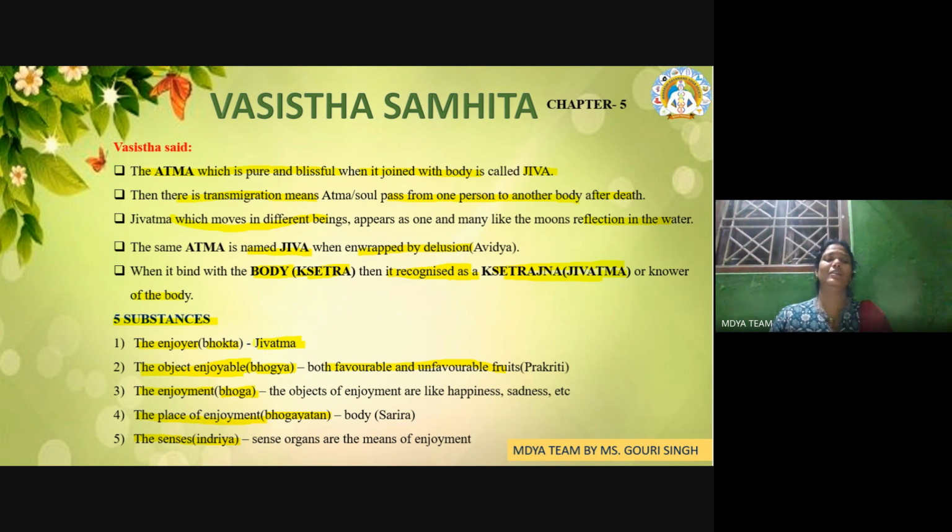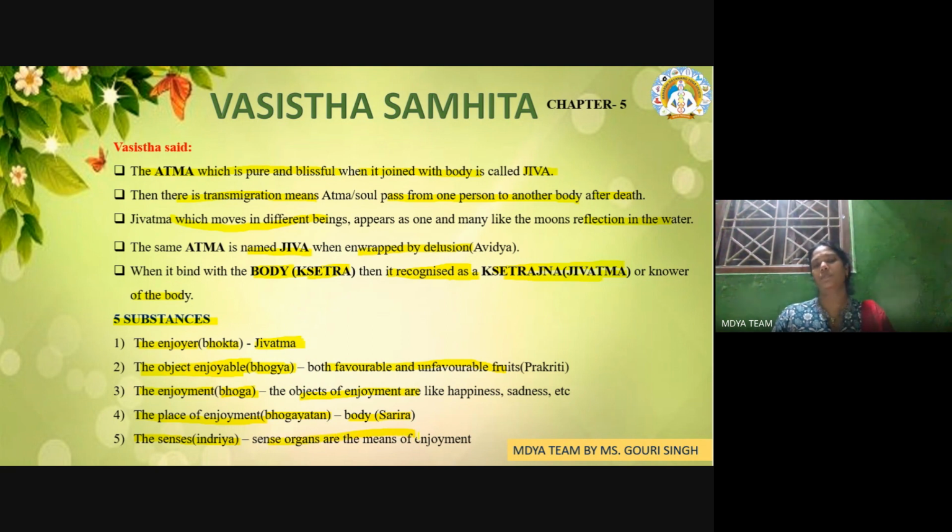But we consider that in the five substances, the enjoyer is the jivatma, and the object is the enjoyable. Whatever you are eating or whatever things you are doing, the actions, that is the object of enjoyment, the bhogya. And the particular things you are doing, that is the bhoga, the enjoyment, like happiness or sadness, etc. And the place of enjoyment, where is the place? That is the sarira, or body. And the senses, through which we are getting these enjoyable things, through which we feel them, those are the sense organs, or the means of enjoyment.